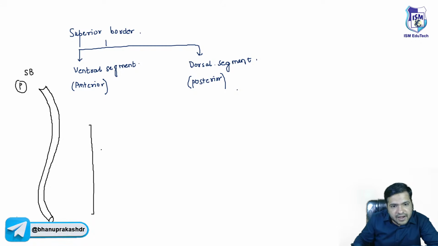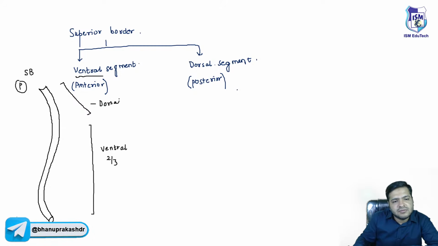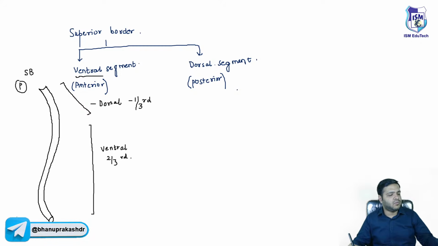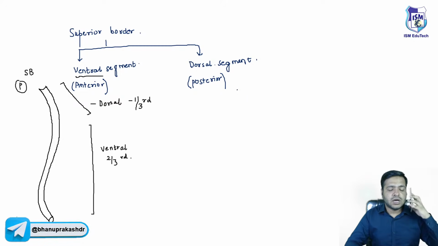The ventral, it is 2/3. Ventral को anterior भी बोलते हैं बेटा. Ventral, it is also called anterior. And we have the dorsal part, right? The dorsal segment, it is 1/3. Ventral, we have 2/3. Dorsal, it is 1/3.